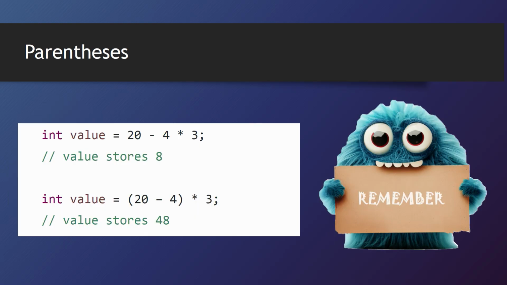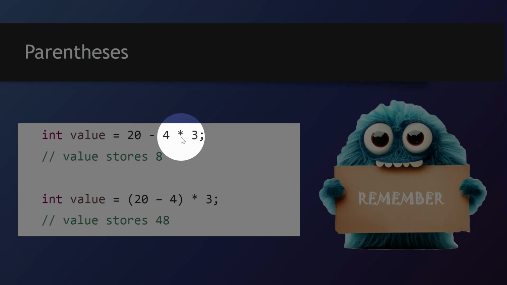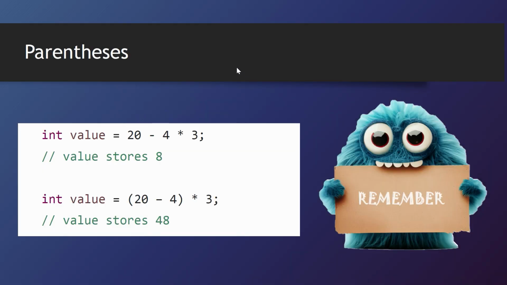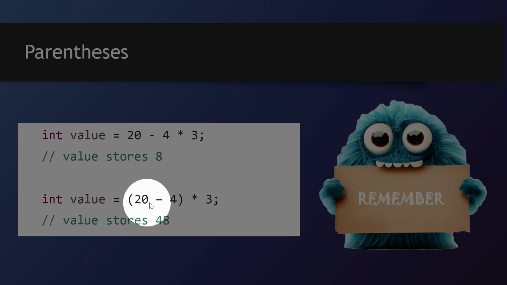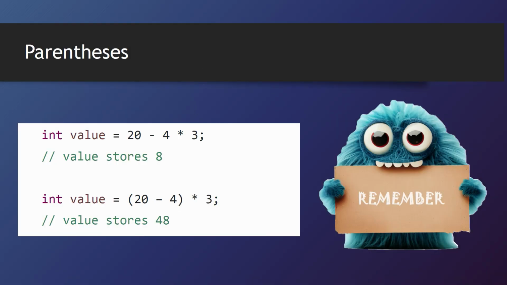Parentheses can always be used to force a particular order of execution. Code in parentheses will always happen first. For example, in this first expression, the multiplication is evaluated first because it has a higher precedence, giving a result of 12. The subtraction is then evaluated. In the second example, the parentheses force the subtraction to happen first, giving a result of 16, and then the multiplication is evaluated.